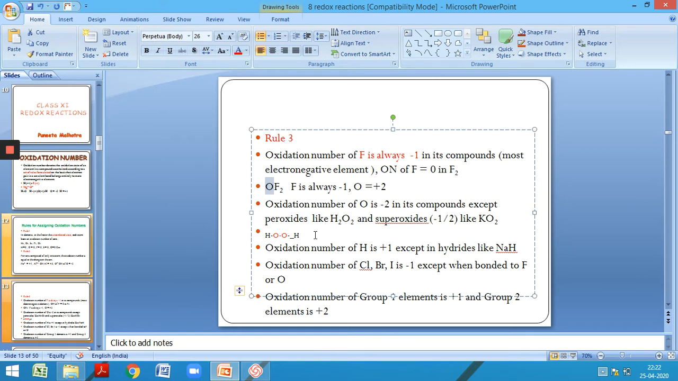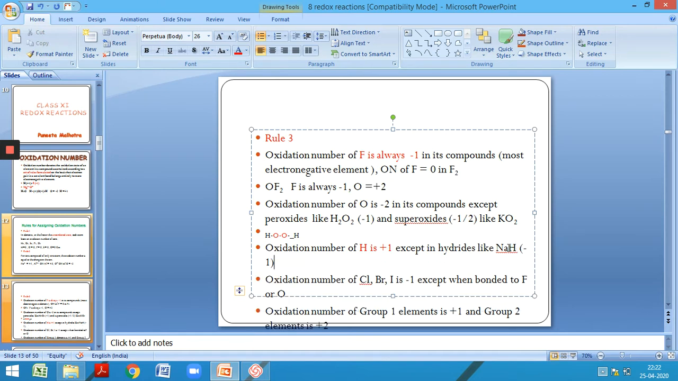Otherwise, the oxidation number of oxygen is -2 in its compounds, except in peroxides where it is -1, and in superoxides where it is -1/2. The oxidation number of hydrogen is +1 except in hydrides. For example, in NaH, since hydrogen is more electronegative than sodium, hydrogen takes the covalent bond pair towards itself, and hydrogen has a -1 charge, while sodium has a +1 charge or oxidation number.